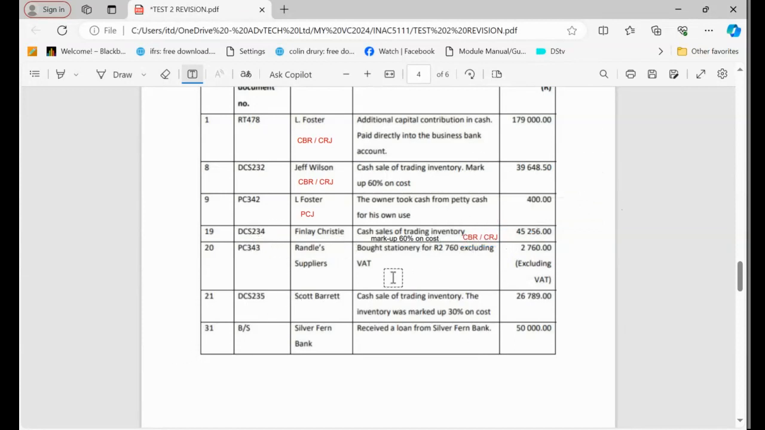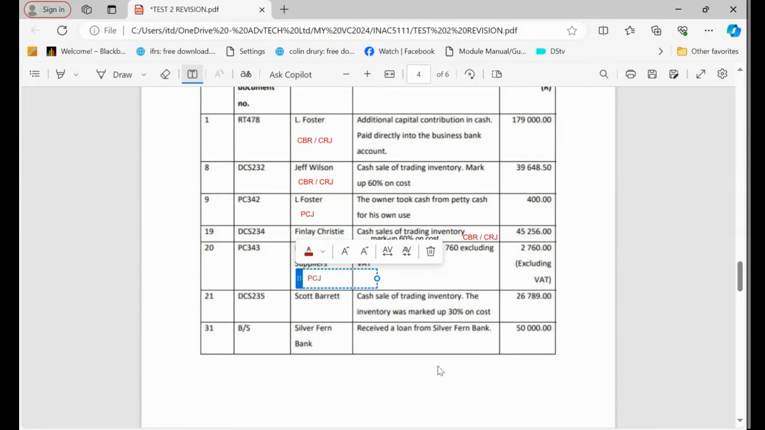On the 20th, we bought stationery excluding VAT. Can you see they did not tell you whether you bought it for cash or on credit? It's very difficult to make a decision on this type of transaction. It's better for you to go and look at the source document. If you look at the source document, it is similar to the one that we saw on the 19th. So it means this one went to the petty cash. Even this one will go to the petty cash. I'm going to write PCJ.